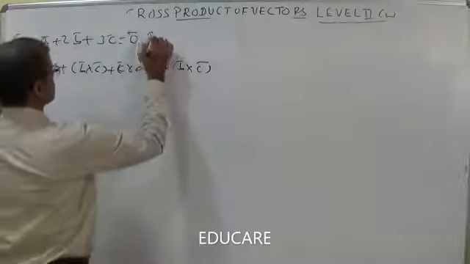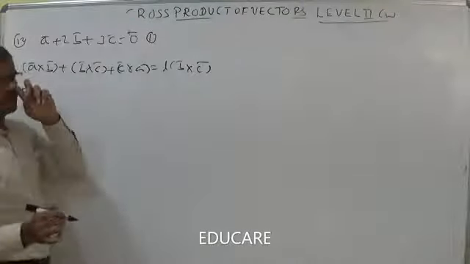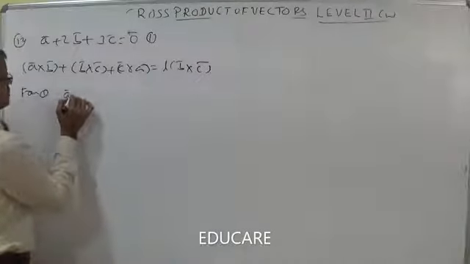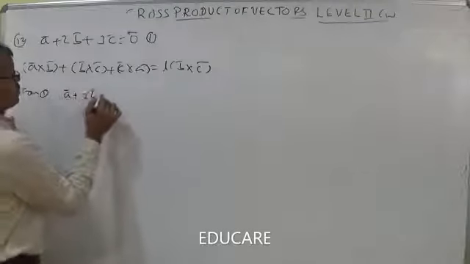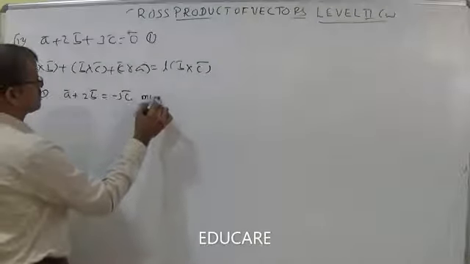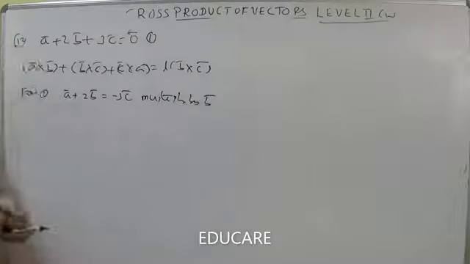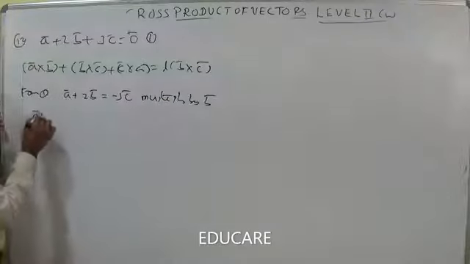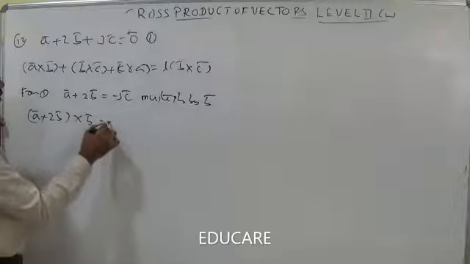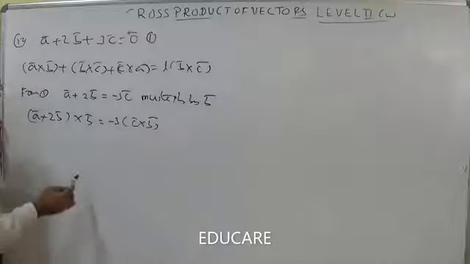Now let us consider from 1, I am writing. Every term we should get in terms of L into B cross C. A bar plus 2B bar is equal to minus 3C bar, I am writing. Now multiply by B bar both sides. So A bar plus 2B bar cross B bar is equal to minus 3 into C cross B.